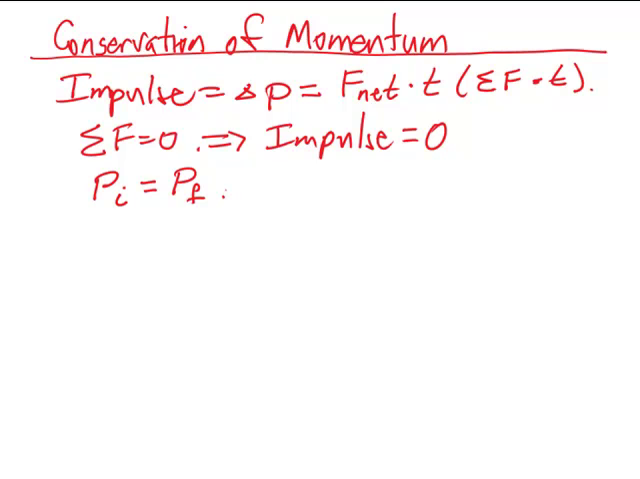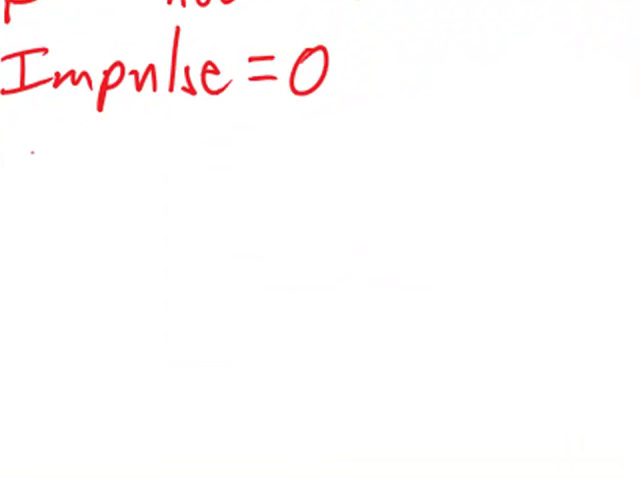Now, something that comes out of Newton's third law is that if I act on object A, object A acts on me in an equal and opposite way. How can this be used to look at the conservation of momentum?